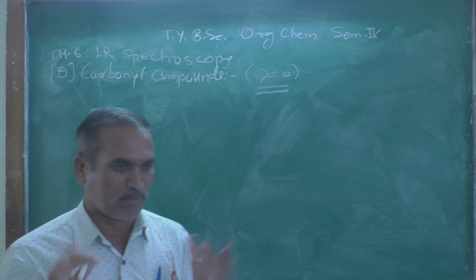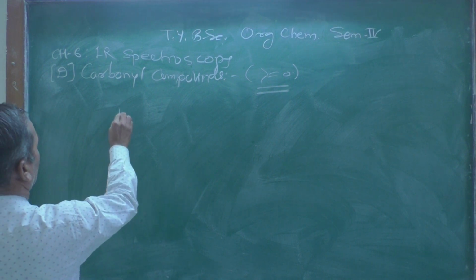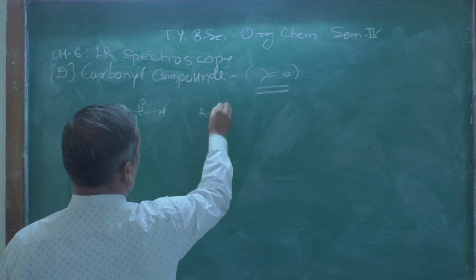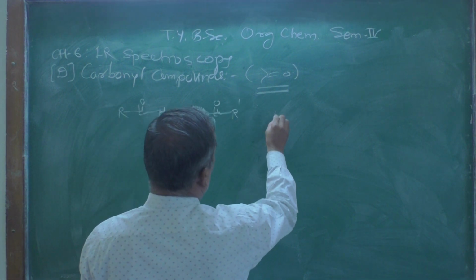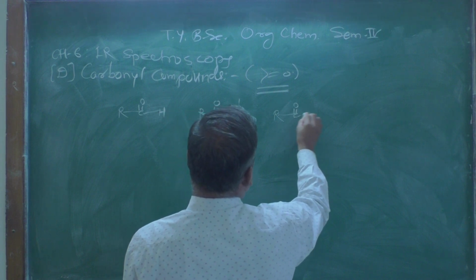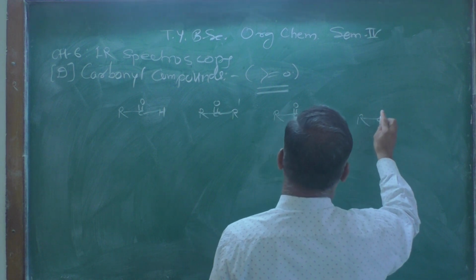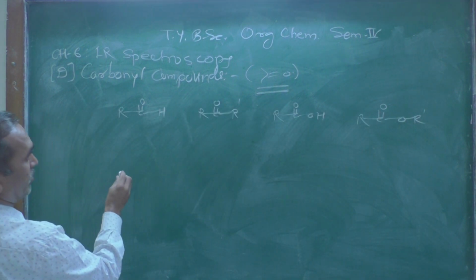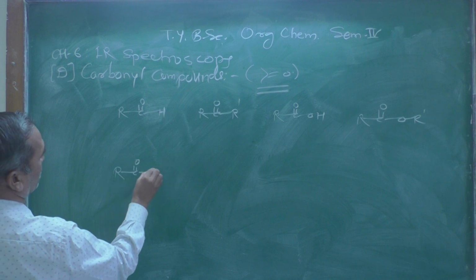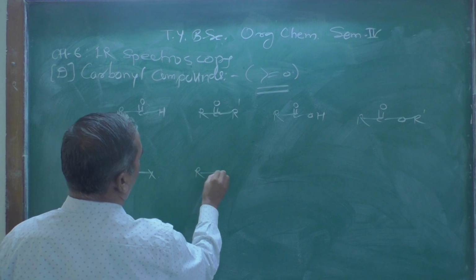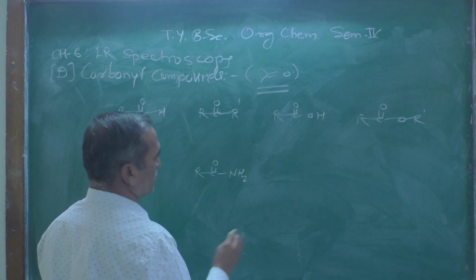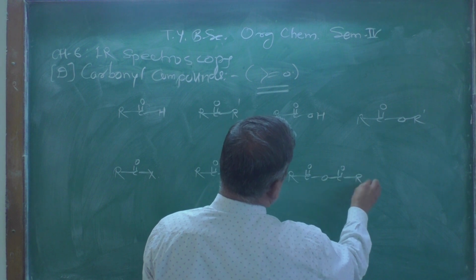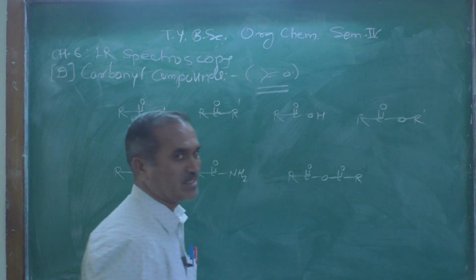And as we know, a number of compounds are present. For example, R C double bond O H is an aldehyde, R C double bond O R dash is a ketone, R C double bond O OH is the acid, R C double bond O R dash is known as an ester, R C double bond O X is known as an acid halide, R C double bond O NH2 is known as an amide, and R C double bond O, C double bond O R dash, or maybe R, is known as acid anhydride.